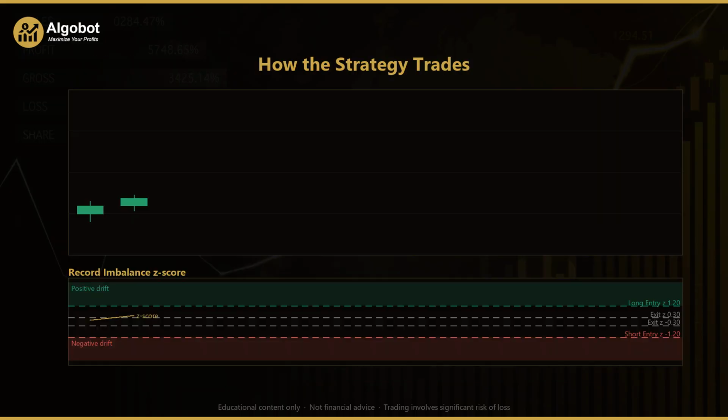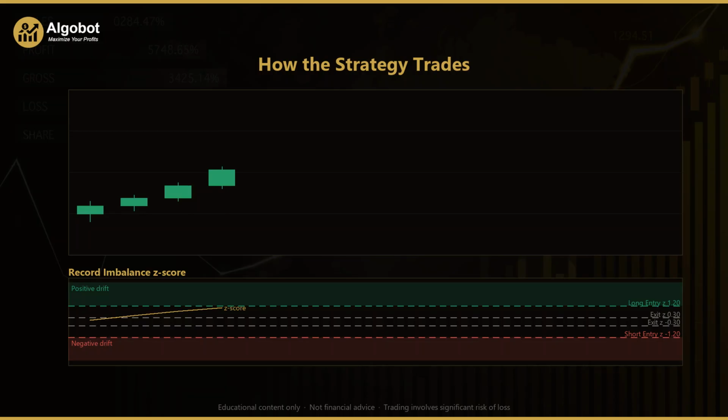Let's bring it all together on a chart. Across the top you can see the price candles. Below them is a subpanel that plots the strategy's own signal, the standardized record imbalance Z-score. The green dashed line marks the long entry level at positive 1.2, the red dashed line marks the short entry level at negative 1.2, and the two gray lines near the middle mark the exit levels at plus and minus 0.3. Watch how the panel moves as each candle closes.